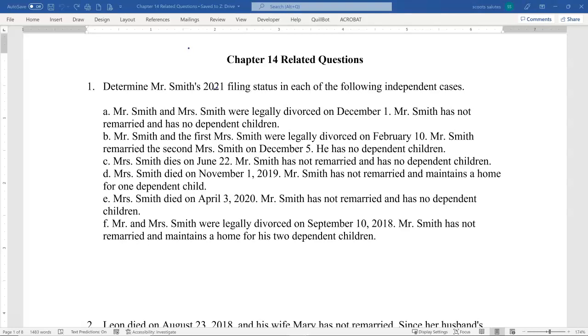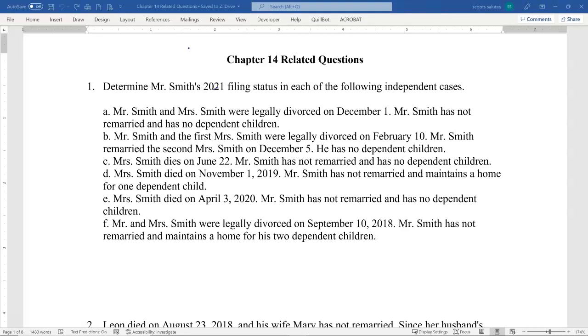So the first one we have here, Mr. Smith and Mrs. Smith were legally divorced on December 1st. Mr. Smith has not remarried and has no dependent children. Right, so we have two scenarios we're going to be looking at, and we need to look at December 31st. If they're married, then your options would be either married filing jointly or married filing separately. If on December 31st they were not married, your options would be head of household or single.